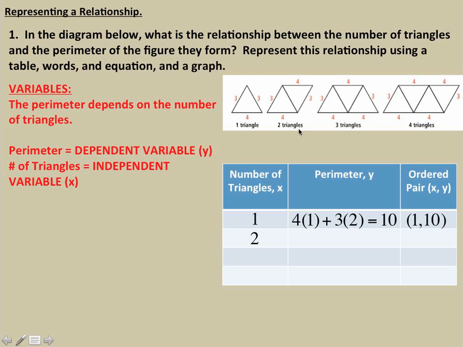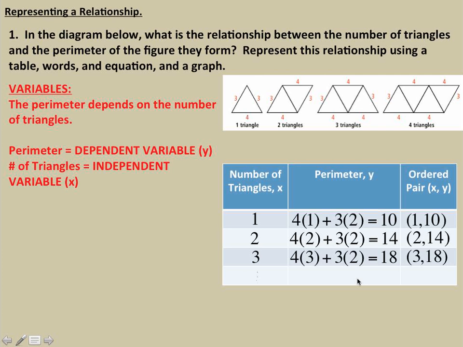2 triangles. Here's your picture. Now I got 2 4s. I still have 2 3s. So this part's not changing. 14. Number 3. Now I got 1, 2, 3 4s, but I still got 2 3s. Total 18. And then 4. Now I got 1, 2, 3, 4 4s, and I still got 2 3s. Total 22. 4, 22. All right, hopefully that makes sense.